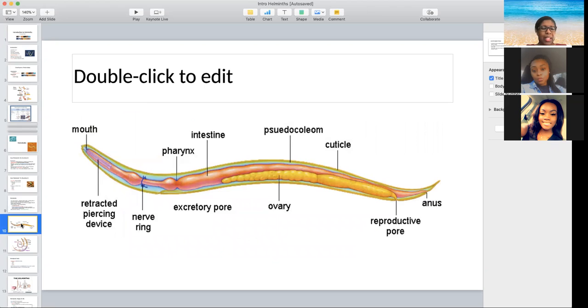This is a diagram of a female helminth, a roundworm. In the anterior region, you have the mouth, some nerve endings, the pharynx, the intestine, and this pseudocoelom, the cavity that's present. Then you have the reproductive area with the ovaries and so forth, and then we have our anus.